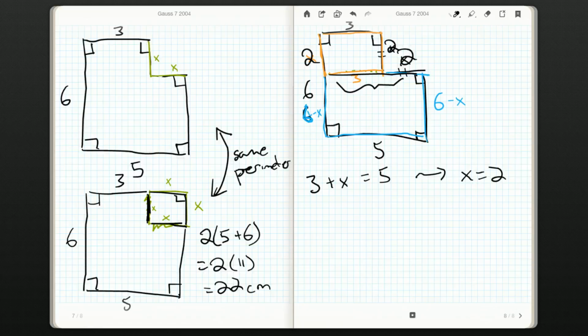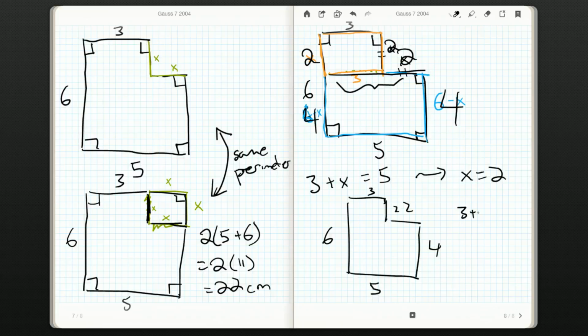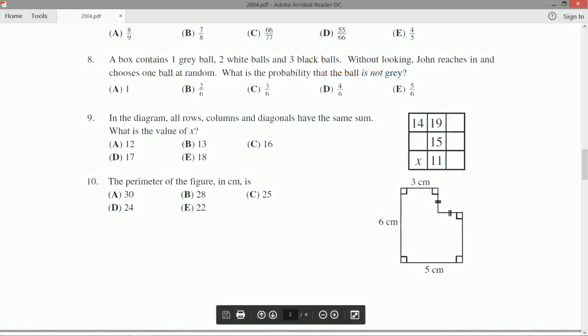But now this 6 minus x is 6 minus 2, so I can replace it with a 4 and a 4. So now I've got a figure, and I know all the sides: 4, 2, 2, 3, 6, 5, and I can add those up. 3 plus 2 plus 2 plus 4 plus 6 plus 5, and we get the 4 and the 6, that's 10, the 5, the 3, and the 2, that's another 10, so we're at 20, and the final 2 up there, 22 centimeters. So no matter which way we slice it, we're getting 22, which is E.